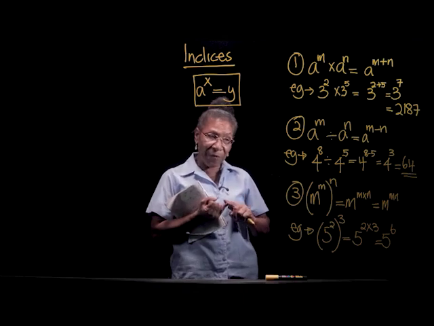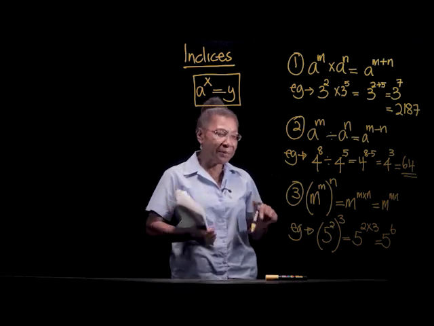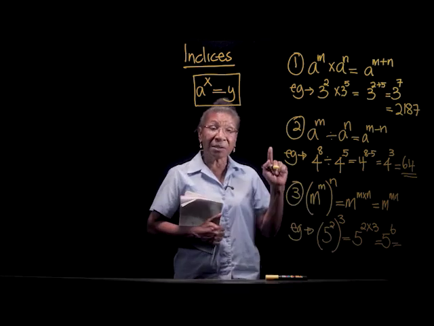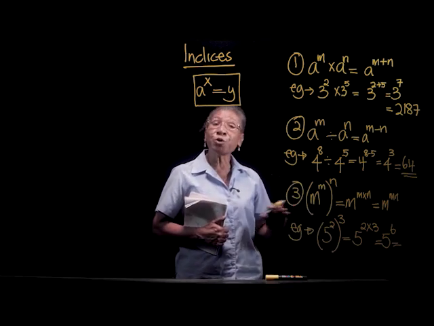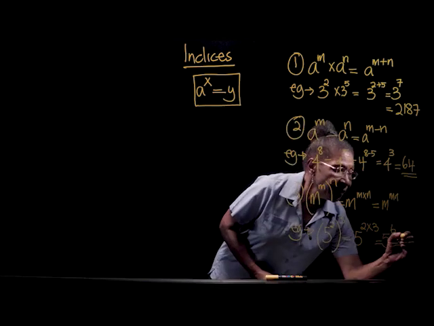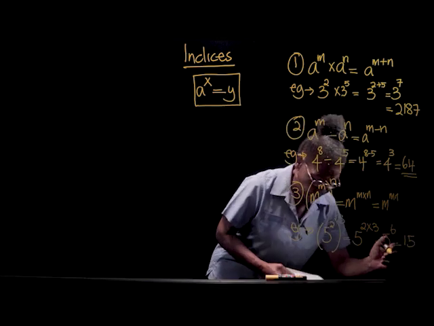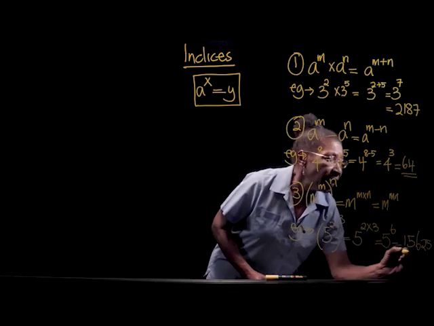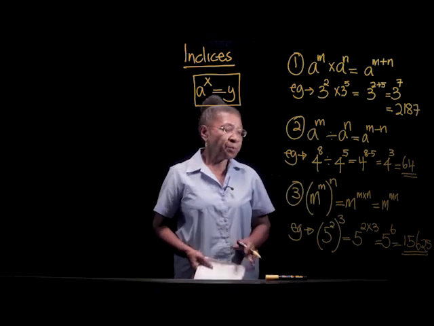That means you multiply 5 by itself 6 times to give us a final product. Remember, the term product is used when you multiply. And it gives us 15,625. That is the final result.